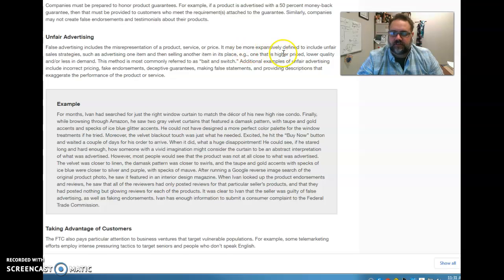So unfair advertising, false advertising, includes the misrepresentation of a product, service, or price. It may be more expansively defined to include unfair sales strategies, such as advertising one item and then selling another item in its place, for example, one that is higher priced, lower quality, and/or less in demand. This method is most commonly referred to as the bait and switch.